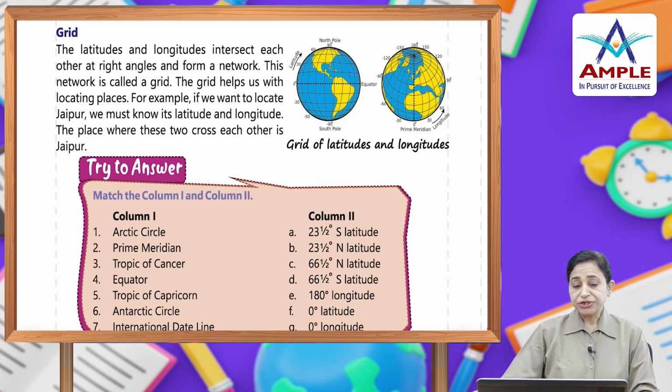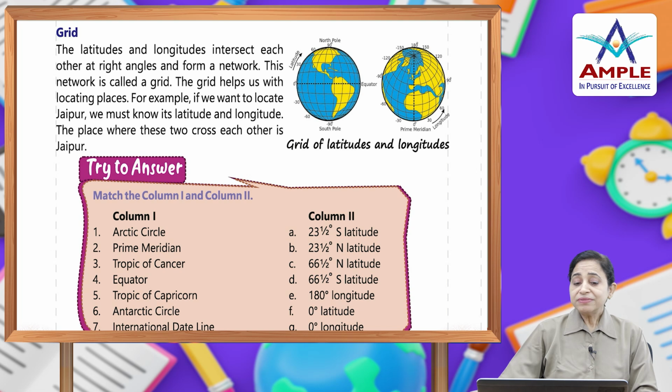Now we talk about grid. The latitudes and the longitudes intersect each other at right angles and form a network. This network is called a grid. The grid helps us with locating places. For example, if we want to locate Jaipur, we must know its latitude and longitude. The place where these two cross each other is Jaipur.